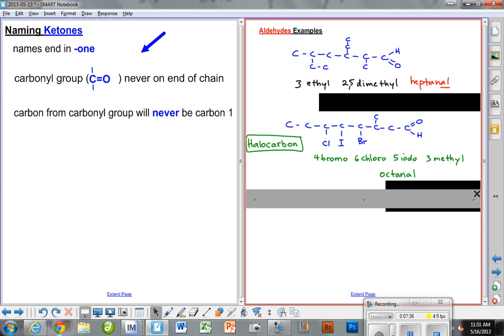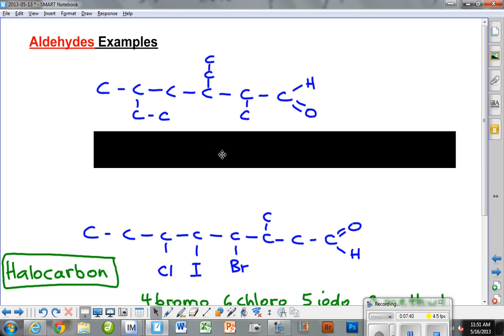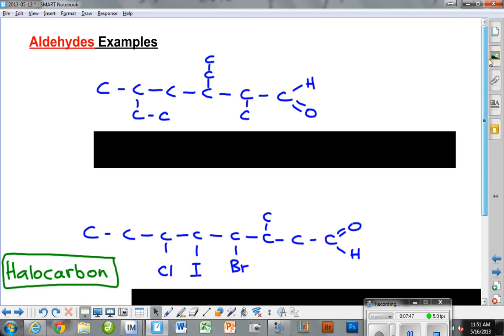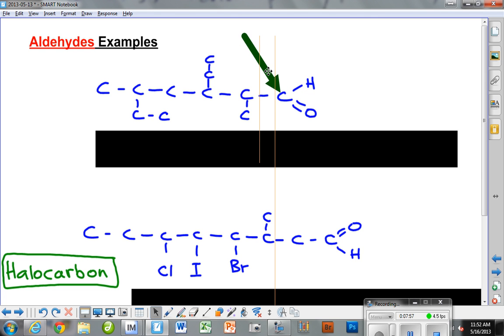So let's look at those and return to single frame. And let's just get these covered up for now so that you can actually go along with me as I go through the naming of these guys. Here's an aldehyde. How do we know he's an aldehyde? We see that our carbonyl group, which is the carbon with a double bond O, is sitting on the end. That's the dead giveaway. So this becomes carbon 1.